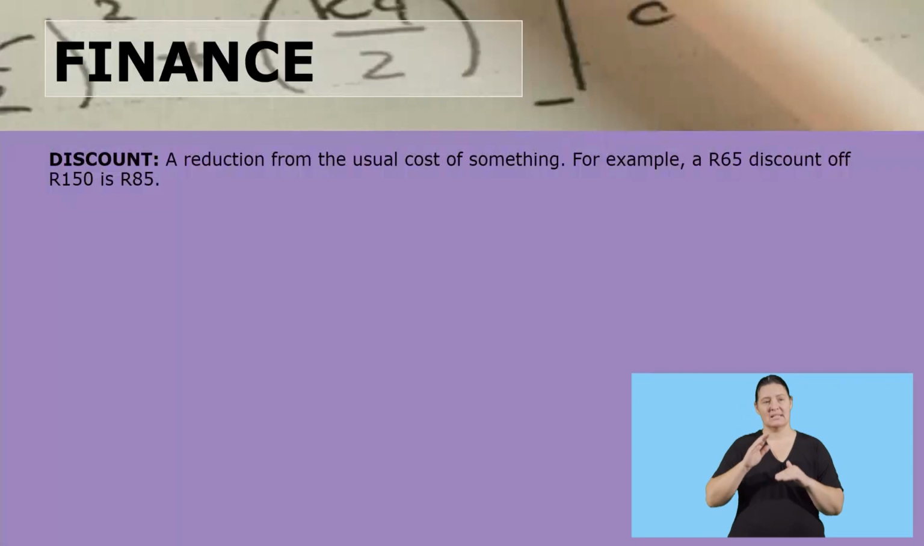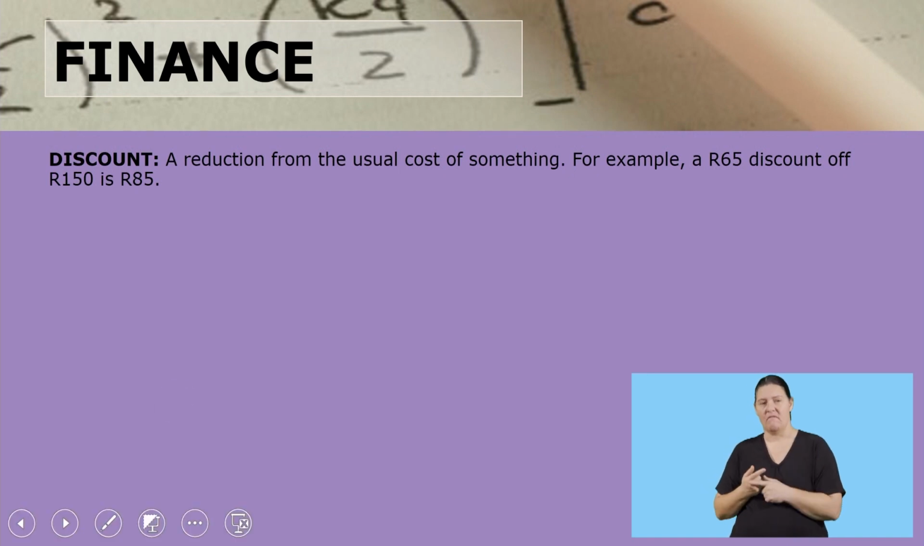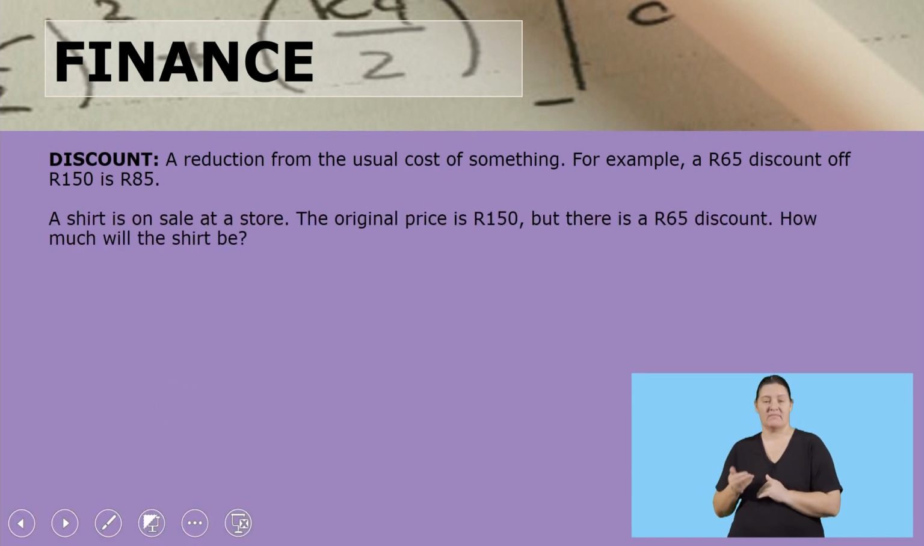Let's move on to discount. So a discount is a reduction from the usual cost of something. For example, a 65 rands discount of 150 is 85 rand. Let's look at a practical example to see how we got to that 85 rands.